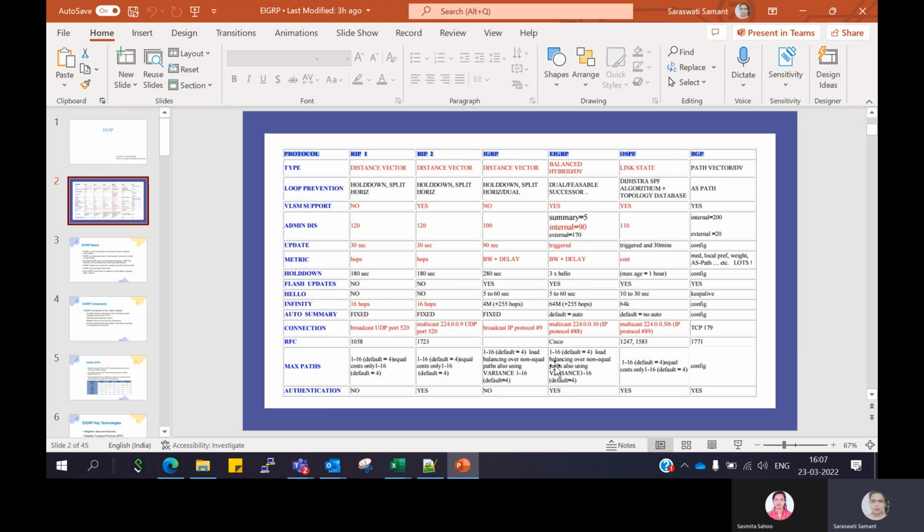Load balancing is done by default for 4, but you can maximize it till 16. You need to use a command. For non-equal cost paths, you need to use the variance command. Authentication, yes, it does support MD5 authentication.